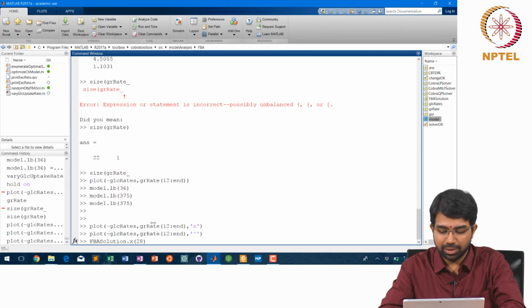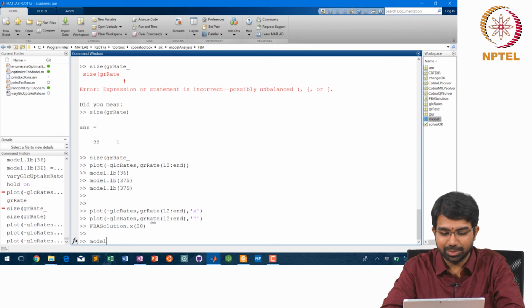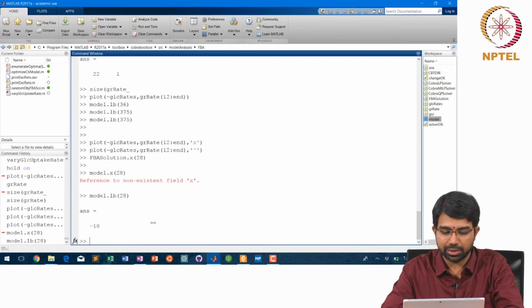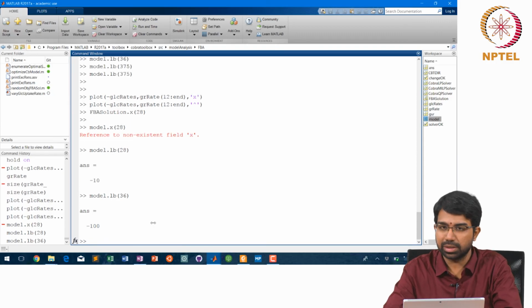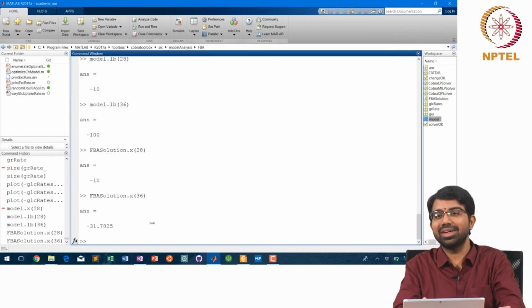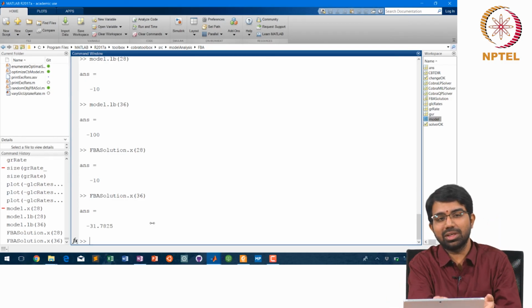Wait, let's first check what model.x[28] is, because we've been playing around with the numbers. Oh sorry, model.lb[28] is minus 10, right? Model.lb[36] is minus 100. What is FBA_solution.x[28], minus 10? FBA_solution.x[36], that is the lower bound, right? It can take up to 10, it needs only this much oxygen.